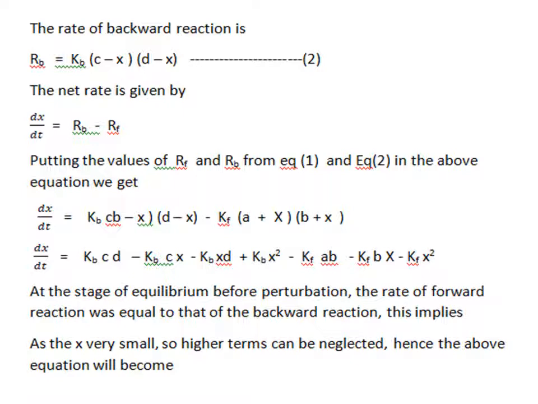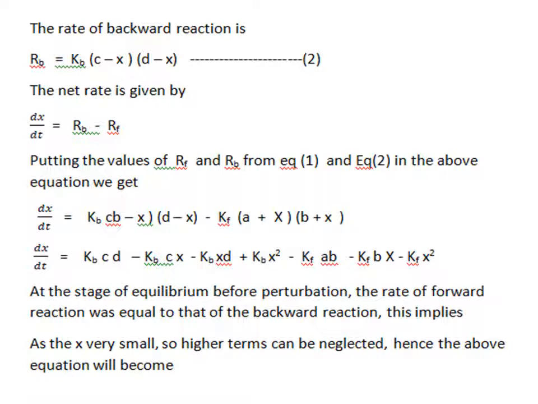Now multiplying, we will get KBC into D, C into D minus KBCX minus KBXD plus KBX square minus KF into AB minus KF into BX minus KFX square. That is, we have multiplied these.